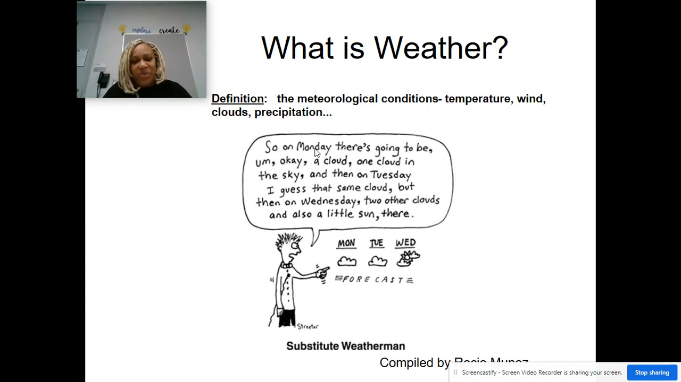So I thought this was pretty cool. It says, on Monday, there's going to be one cloud in the sky. And then on Tuesday, I guess that same cloud. But then on Wednesday, two other clouds and also a little sun there. So this is your substitute weatherman, because trust me, it doesn't go that way.